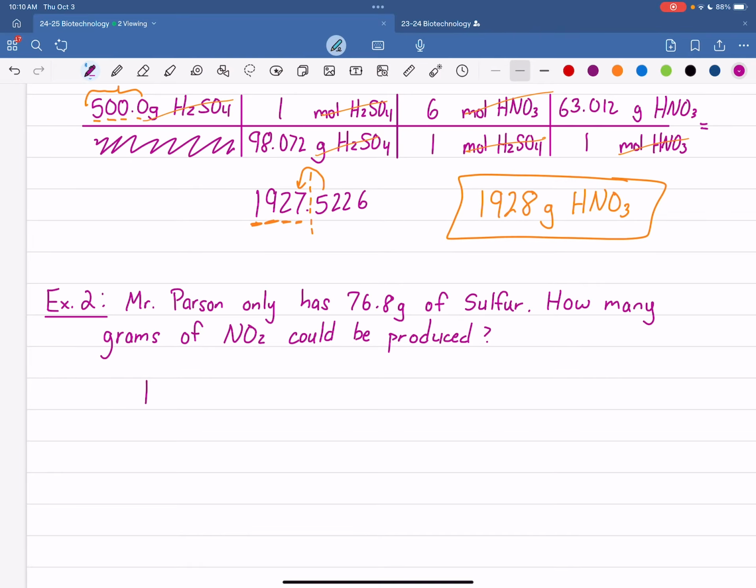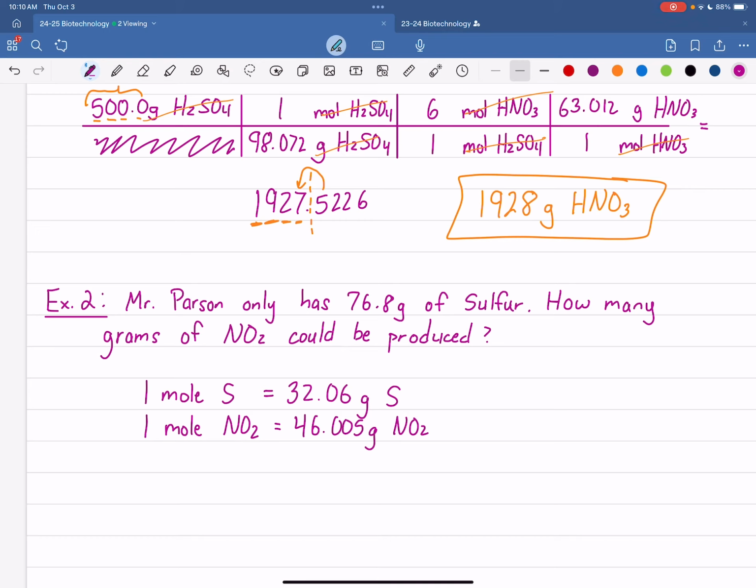I should probably have the molar mass of all of these on hand. So 1 mole of sulfur. If I look at the periodic table, I don't have to actually do any calculations here. I can just copy this. And then for 1 mole of NO2, in this case I'll have to do a little bit of math. So I'll go to my calculator here, and it looks like the molar mass of nitrogen dioxide is 46.005.